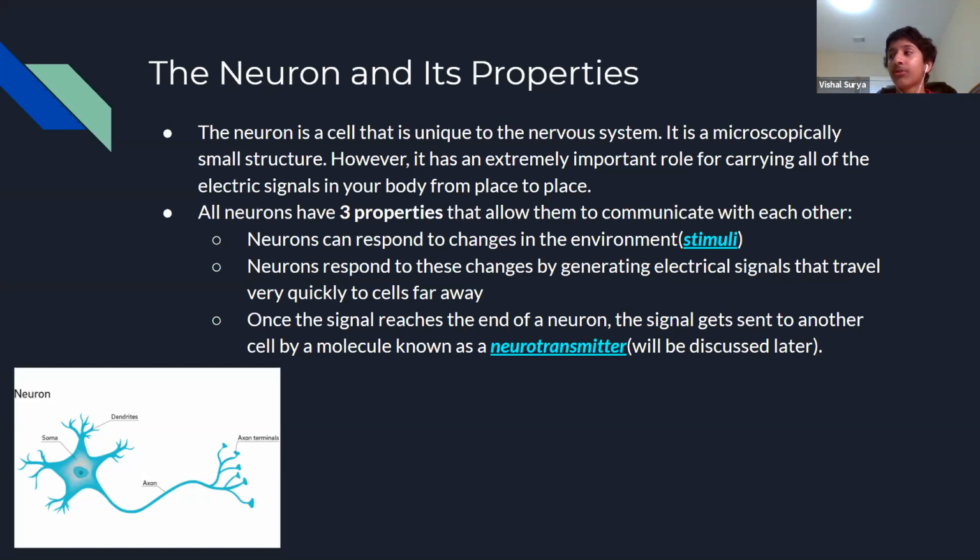Then, once the signal reaches the end of a neuron, the signal will be sent to another cell by a molecule known as a neurotransmitter. This will be discussed later. I'll give some time to go over this slide.